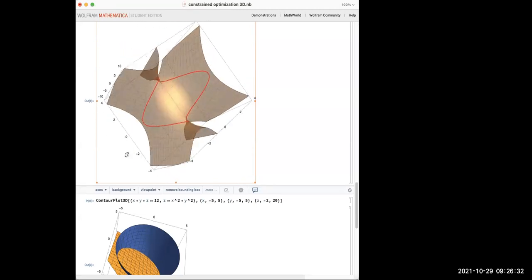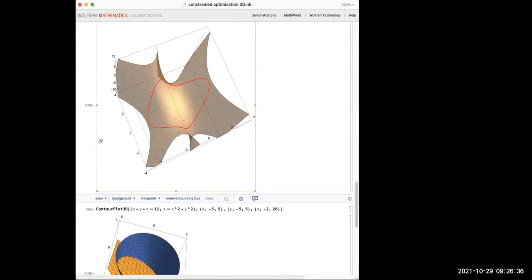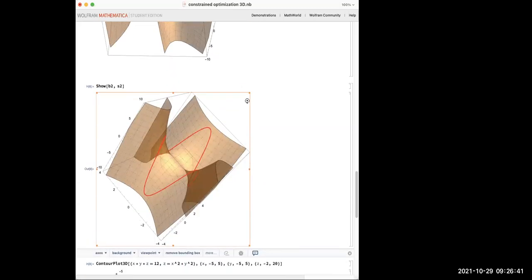So again, this would be very hard to visualize. That's why we use this method instead to find all these points. Cool. Any questions about that?